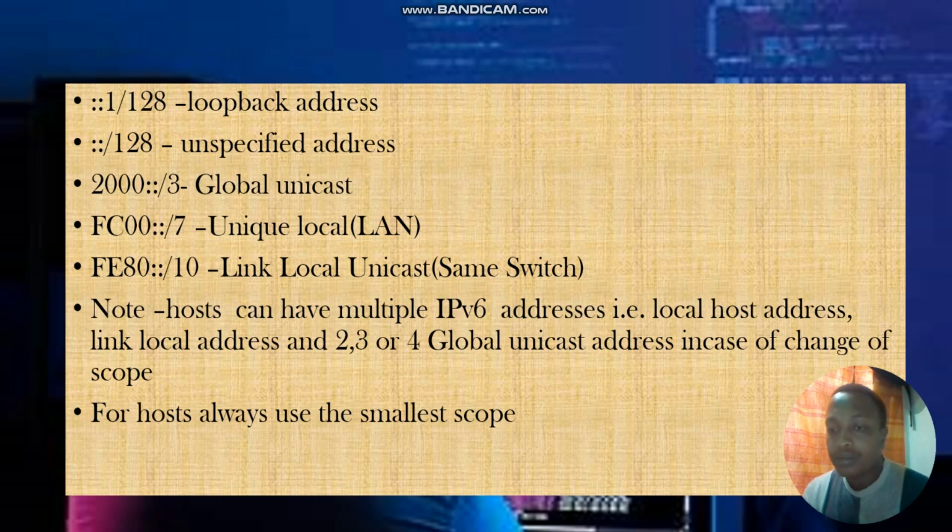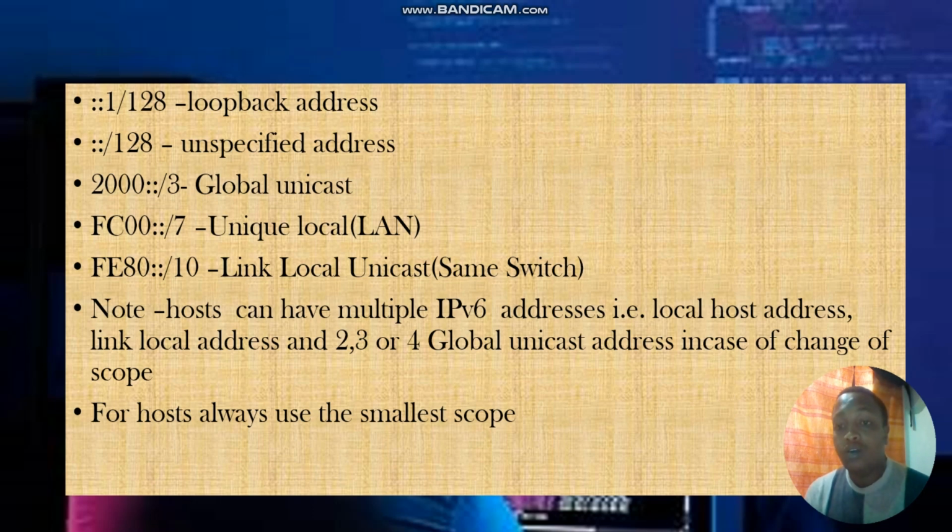Okay, this is what we call the link local unicast address, and these are devices behind the same switch, and the IP address range is from FE80::/10, meaning that you are going to use 10 bits to represent the link local unicast address. Now note that hosts in IP version 6 can have multiple IP version 6 addresses.